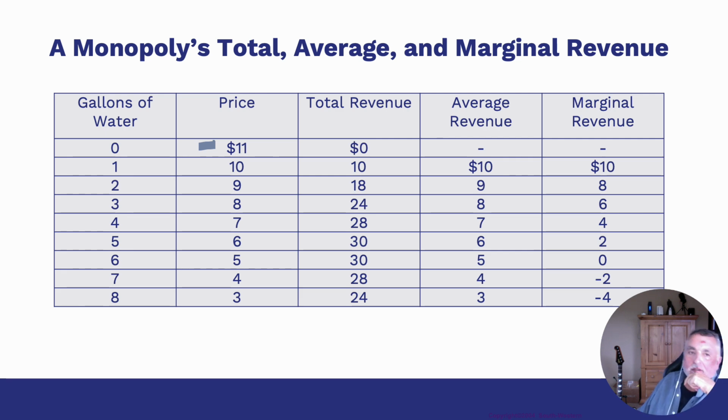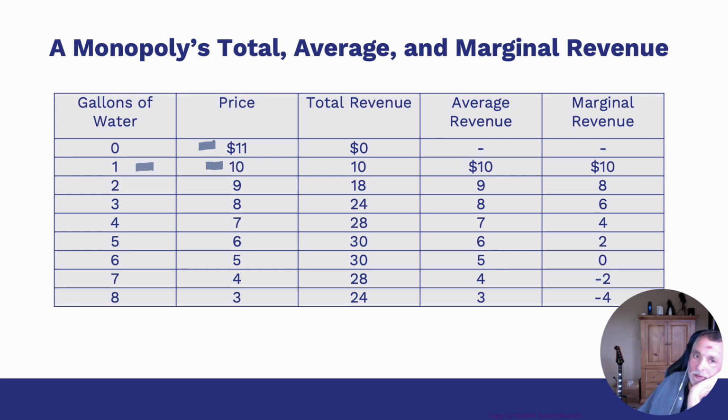So in this case, on day 1, or we'll call it day 0 so these will line up. On day 0 they come in, they have a price of $11. They don't sell any gallons of water. Their total revenue is 0. Average revenue is non-existent, as is the marginal revenue. Okay, day 1, they come back. They lower their price now to $10 because they have control of the market and they can do that. So they lower the price and they sell 1 gallon of water.